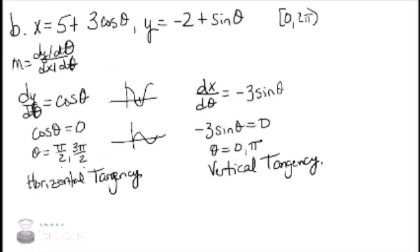So what points would these be? Plugging in pi over 2 into our x and y functions, we're going to have 5 plus 3 cosine of pi over 2. Cosine of pi over 2 is 0, so that's just going to be 5. Comma, our y value would be -2 plus sine of pi over 2. Sine of pi over 2 is 1, so -2 plus 1 is going to be -1. So that would be one pair of coordinates. Another pair of coordinates, let's see what we get at 3 pi over 2.